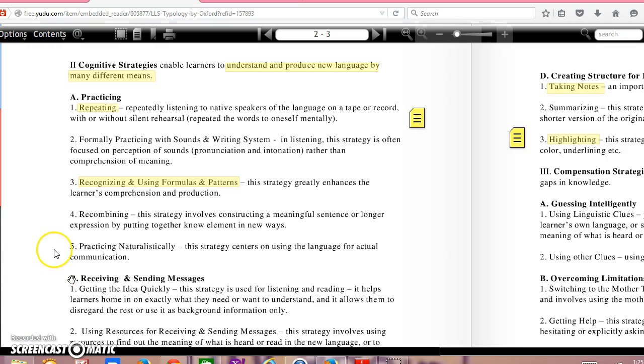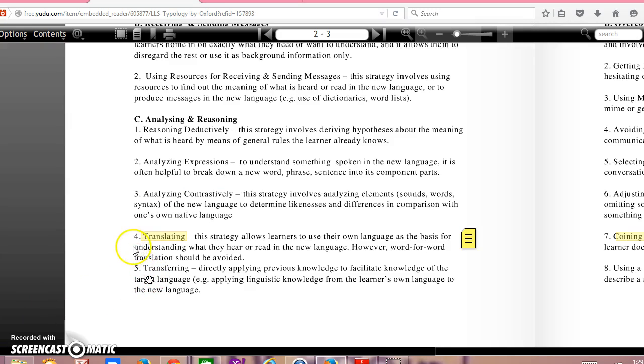And other than that, I normally practice recognizing and using formulas and patterns, because this greatly enhances the learner's comprehension and production. And now look at number 4, translating. The strategy allows learners to use their own language as the basis for understanding what they hear or read in the new language.